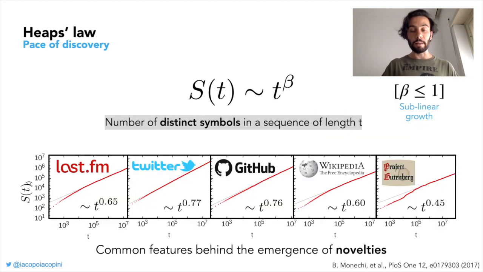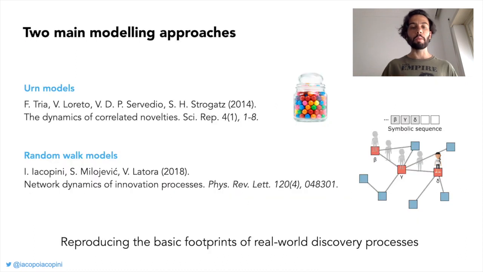In fact, the dynamics of novelties in these and many other systems appear to obey, for example, the well-known Heaps' law, which is power law growth of the number of distinct symbols in a sequence of length t. In this case, the exponent beta quantifies the pace at which we discover new objects. And many models have been proposed to replicate these and other mechanisms, for example, urn models with replacement or biased random walk models. While both these classes of models can recreate the basic footprints of empirical processes, there are two main ingredients which are missing.